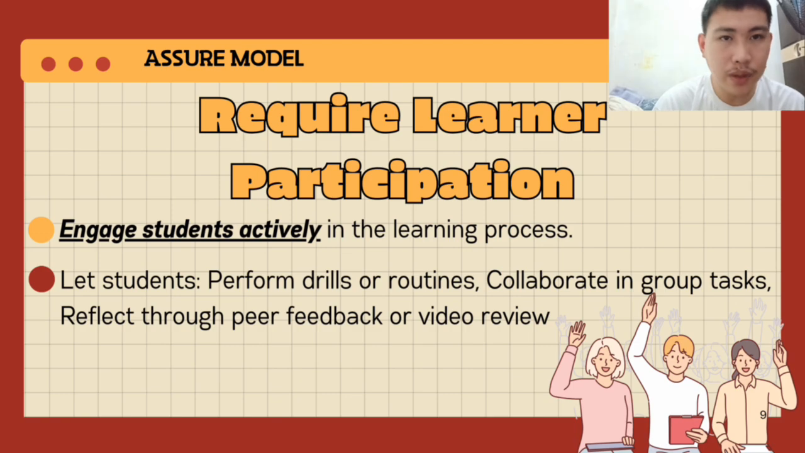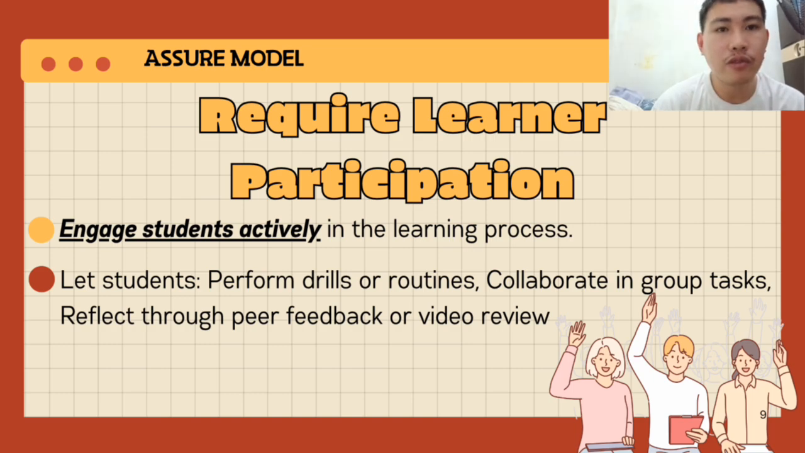Require learner participation. This step focuses on actively involving students in the learning process. It's about giving them opportunities to practice new skills and knowledge. Engage students actively. We as teachers should let our students perform drills or routines and collaborate in group tasks. For example, after teaching them a new volleyball skill, we let them perform a drill in pairs, requiring them to practice the skill repeatedly.